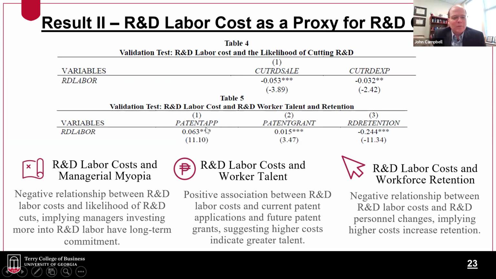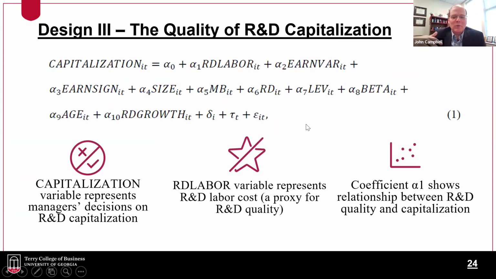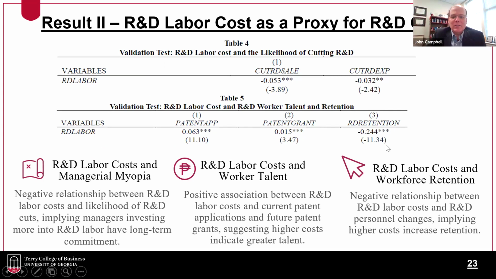And then here's the regression where we show that when you have higher labor costs, you actually have a higher occurrence of patent applications and a higher occurrence of future patent grants. Also in here is R&D retention, where we just look at the volatility of the R&D labor pool, because we have the number of employees doing R&D in that period. So we look at how stable it is, okay? And we see that if you pay R&D people more, that is a more stable number of employees.